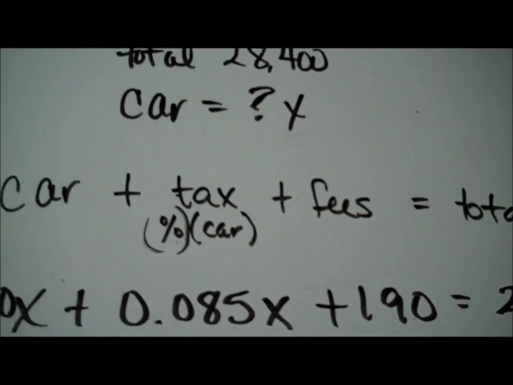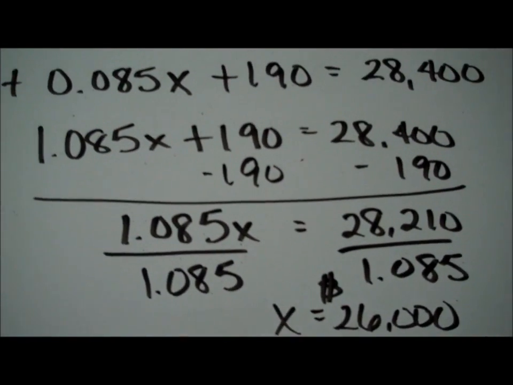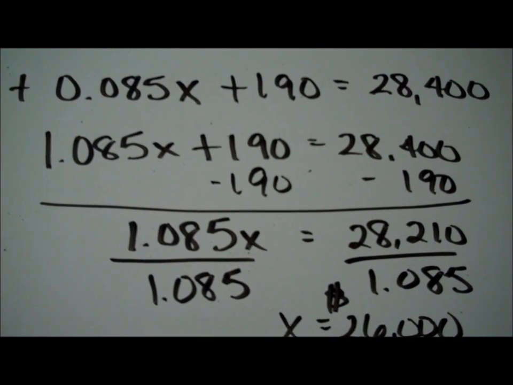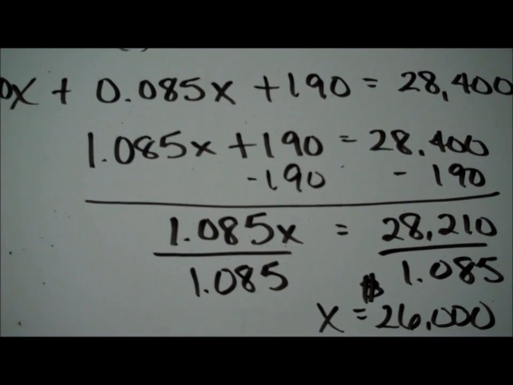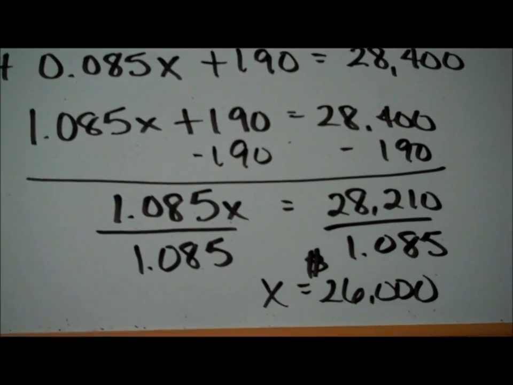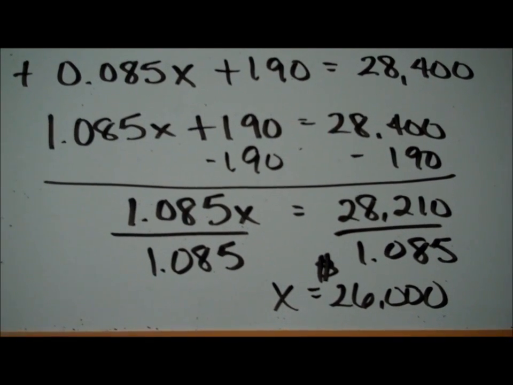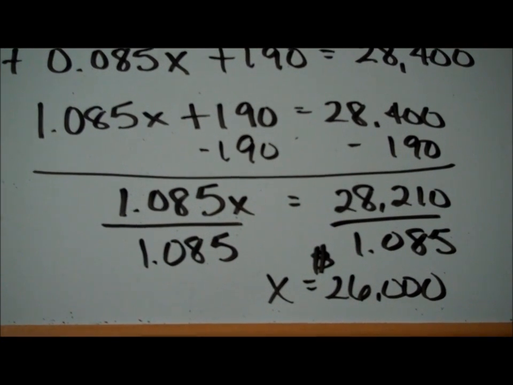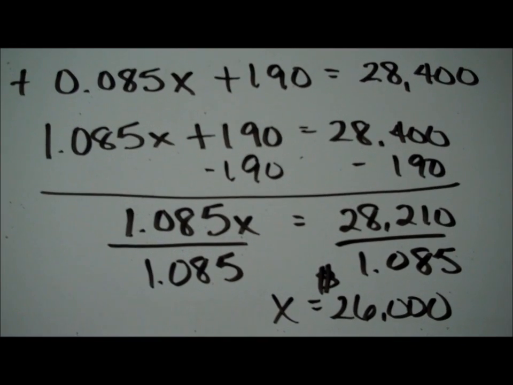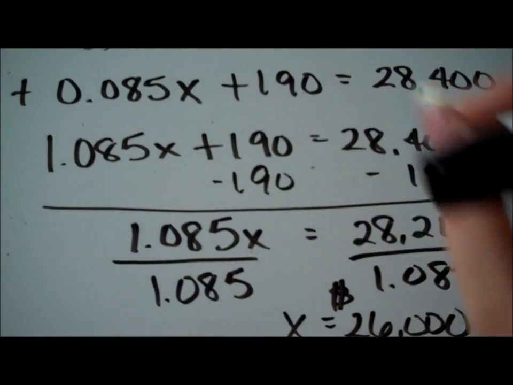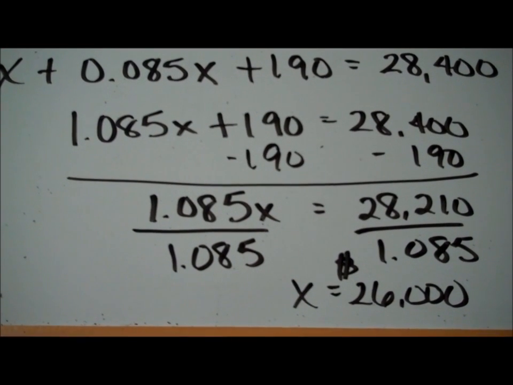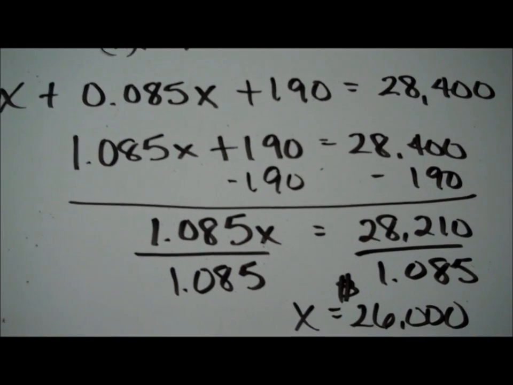Okay, so what you would do, and kind of look at it too, is 26,000 a reasonable answer? Yeah, it's a reasonable answer because again, the total was 28,000. So if I had an answer of like 30,000, that would be completely off. If it were like 20,000, I'd be questioning that. Because again, we're only paying close to $200 for fees. It's the taxes again that's going to kill you. Okay? So that's that question.